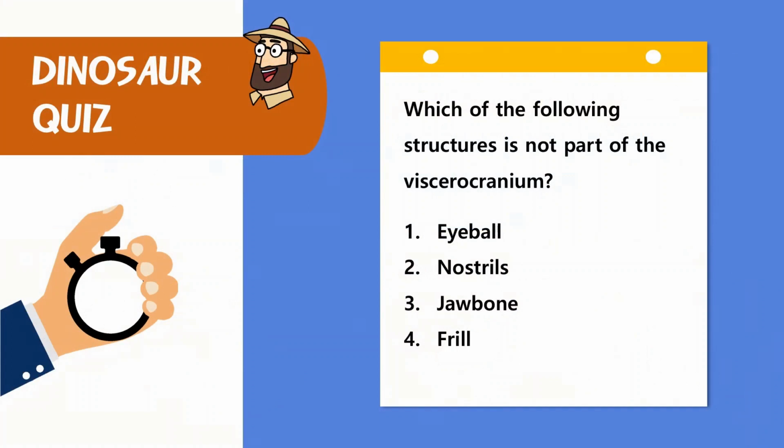Dinosaur quiz. Which of the following structures is not part of the viscera cranium? Number 1, eyeball. Number 2, nostrils. Number 3, jawbone. Number 4, frill.